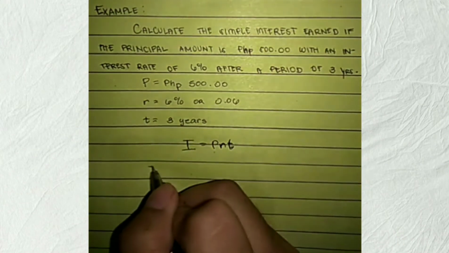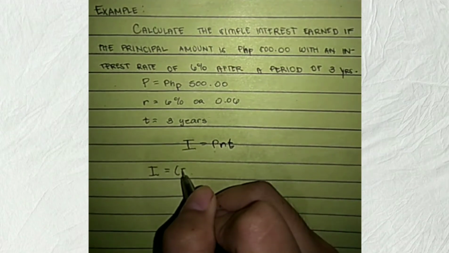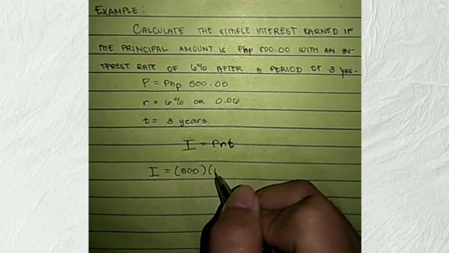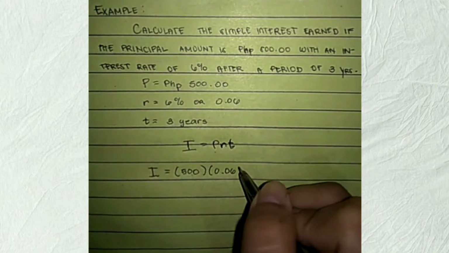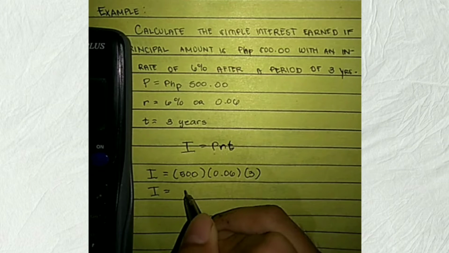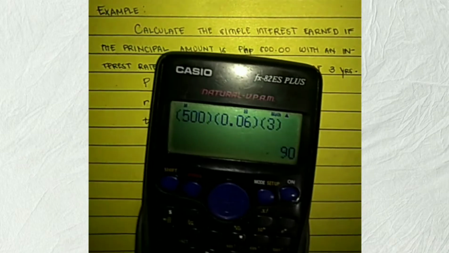After writing the formula and determining the missing variable from the problem, we are going to substitute the given values in our problem. The missing variable is I, which is the simple interest. 500 times 0.06 times 3 equals 90. We can directly put it in our calculator.